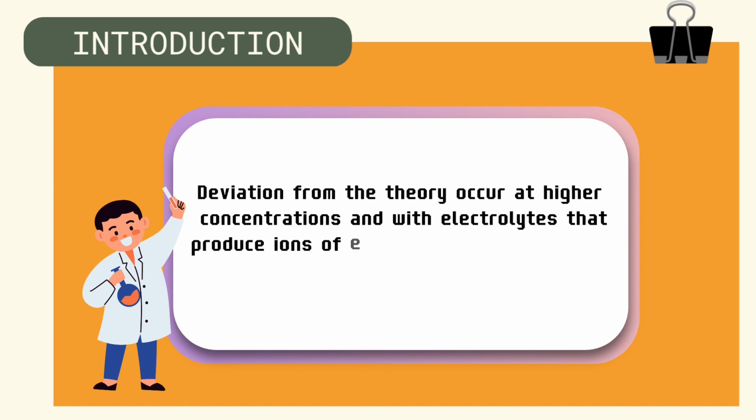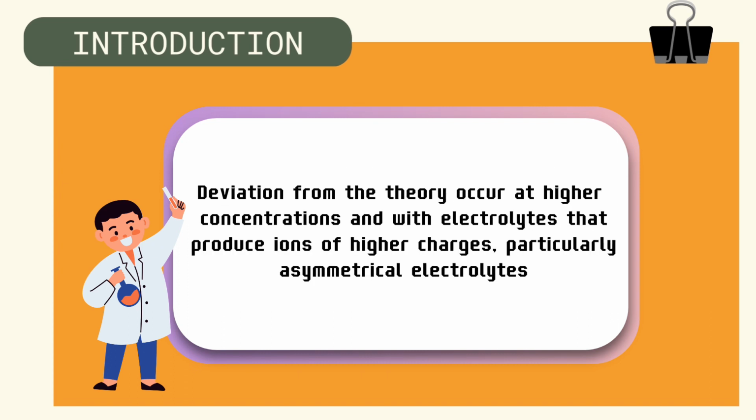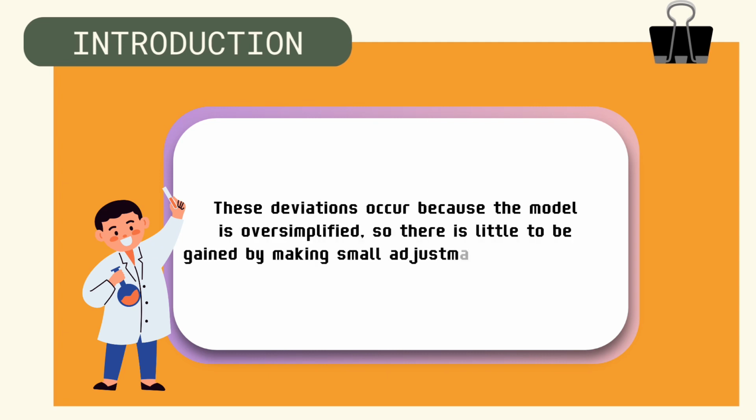However, deviations from the theory occur at higher concentrations and with electrolytes that produce ions of higher charges, particularly asymmetrical electrolytes. These deviations occur because the model, which is the Debye-Hückel limiting law equation, is oversimplified, so there is little to be gained by making small adjustments to the model.